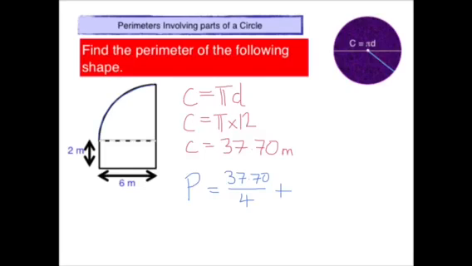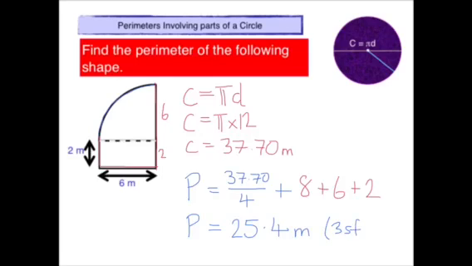But we also have to add on the straight bits. On the right hand side there we have a big long line. And the top of that line is actually the radius itself, so it's 6. And the bottom we know is 2. So overall that right hand side is 8 in length. The bottom is 6. And the left hand side is 2. And so when we want to find the perimeter, we add together the curved part and all the straight parts. So 25.4 metres. And we give our answer to 3 significant figures, unless we're told otherwise.